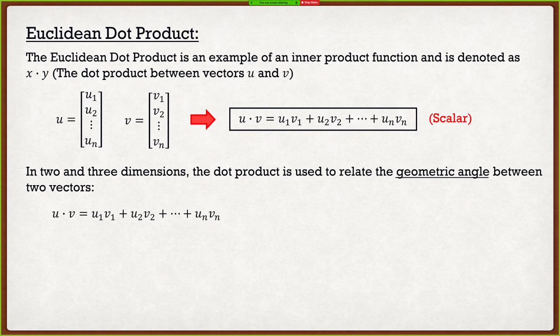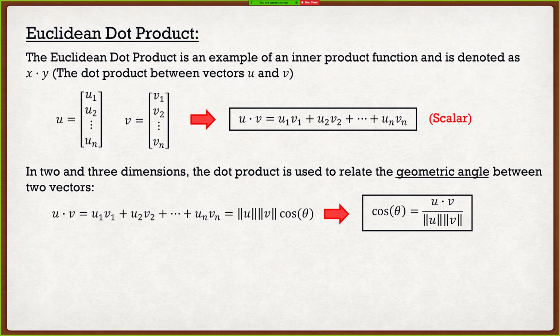So we said that we had our dot product, which is equal to u1 times v1 plus u2 times v2, etc., etc. Well, this is actually equal to the magnitude, or the norm of u, multiplied by the norm of v, multiplied by cosine of theta. Now, that theta there, that's the angle between the two vectors. And this is what makes the dot product an inner product function, because it tells us a relationship between these two vectors. So from this formula here, we can rearrange it, and we get cosine of theta is equal to u dot v divided by the norm of u multiplied by the norm of v.